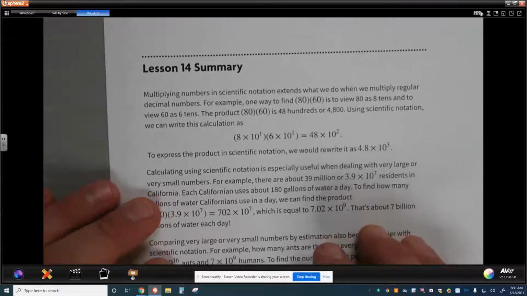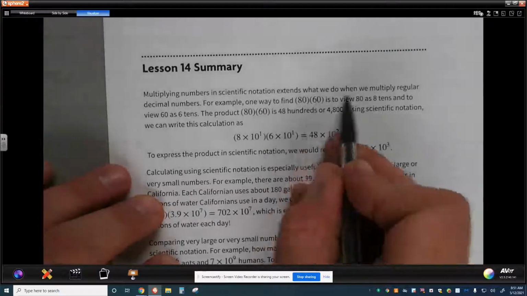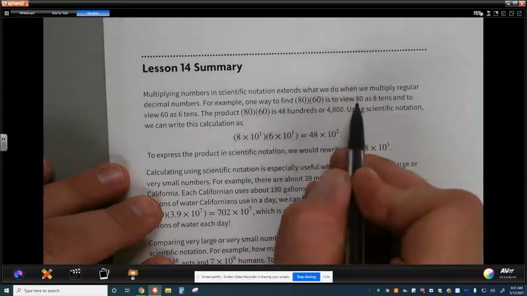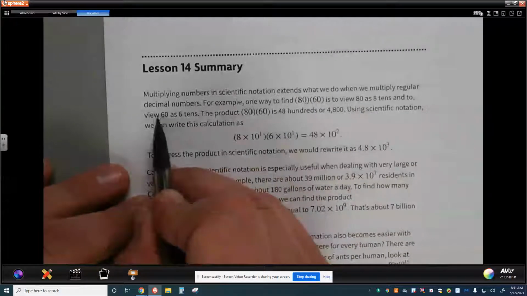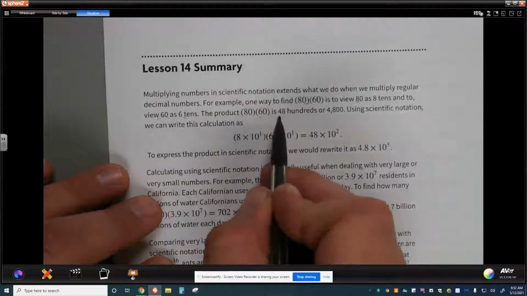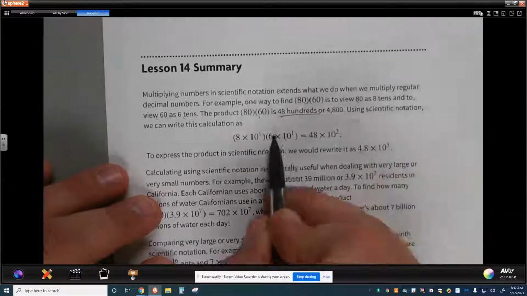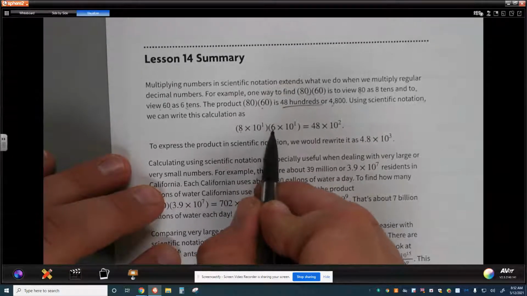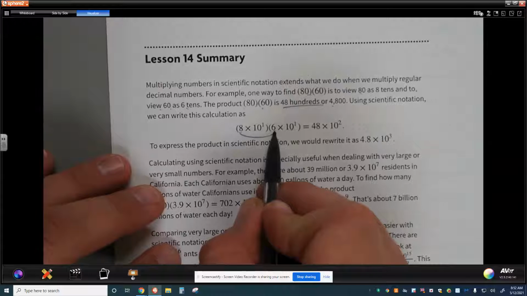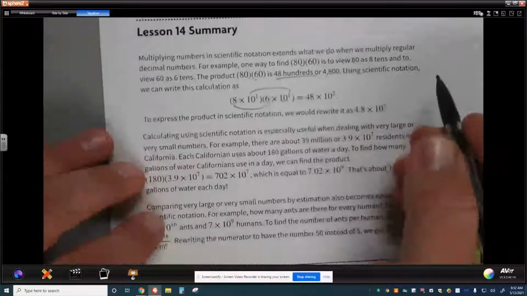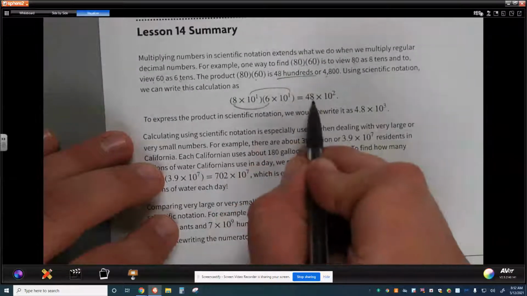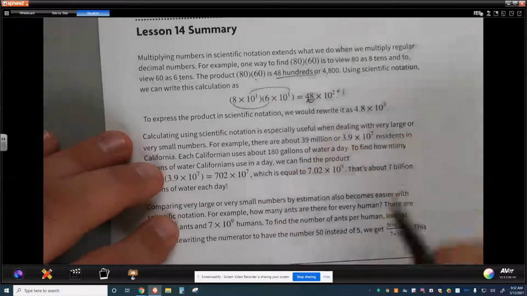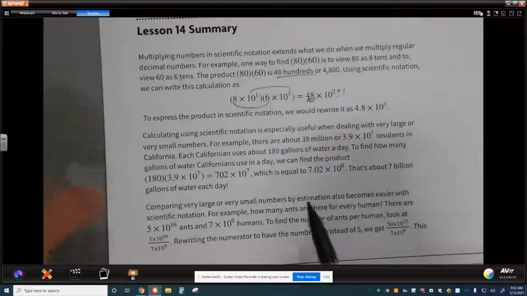Here is the summary though. Multiplying in scientific notation extends what we do when we multiply regular decimal numbers. For example, one way to find 80 times 60 is to view 80 as 8 tens and 60 as 6 tens, and the product of these would be 48 hundreds. We use scientific notation to go like this. 8 times 10 and 6 times 10 would give us 48 times 10 to the second power. When we go to scientific notation, we would have to bump that power in one place value, making it a little smaller, which would add 1 power of 10 to my powers of 10.